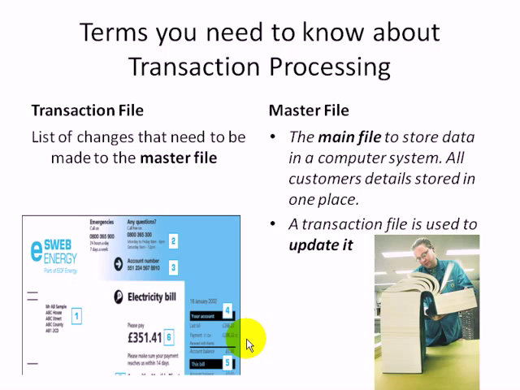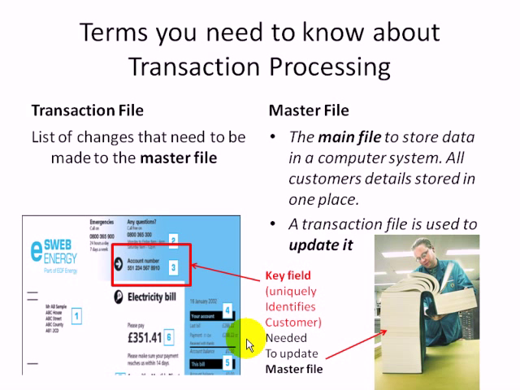So if you imagine this customer here and they needed to pay their bill, if we needed to update their main file, we'd need to know some account details. So we'd need to know their account number. This would be what's known as the key field. It uniquely identifies a customer. So using the key field, it would uniquely identify the customer, and then you would use it to search the master file to update their details.